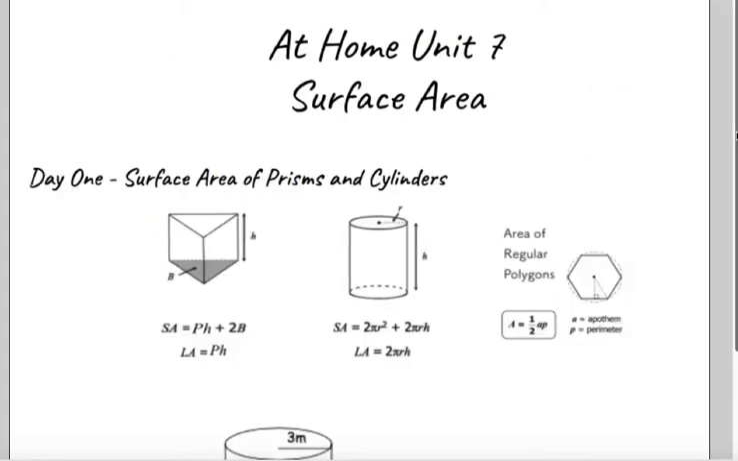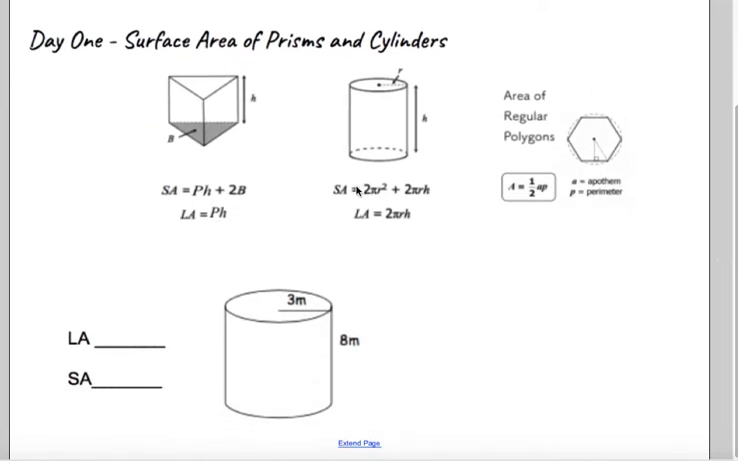The next example we have is a cylinder. Cylinder formulas all use this formula here, 2 pi r squared plus 2 pi rh, and the lateral area is 2 pi rh. This does come from the prism formula. The P is the perimeter of the circle, which is 2 pi r, and that's what this 2 pi r times the h is. That's the same as PH.